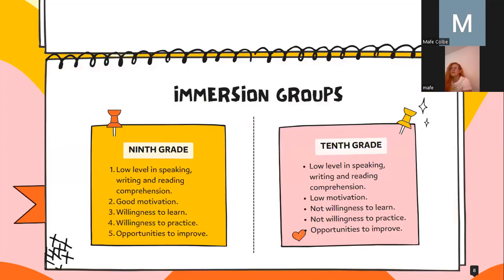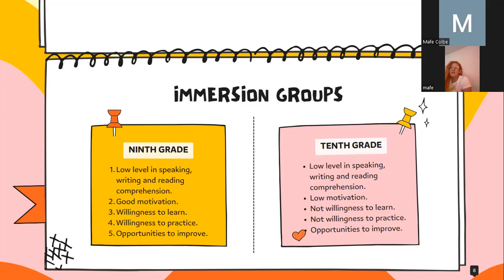The immersion groups were divided into two groups. The first one was ninth grade, and the second one was 10th grade. The ninth grade, both were at a low level in speaking, writing, and reading comprehension. They were really good at understanding the English language. They were really good at that, but it was really complicated for them to answer in any skill. It was really difficult for them.